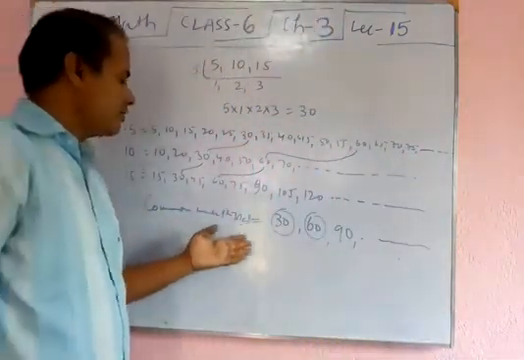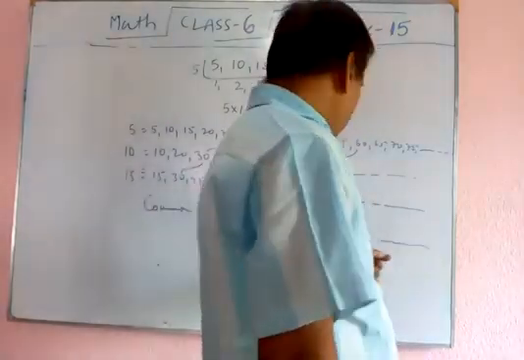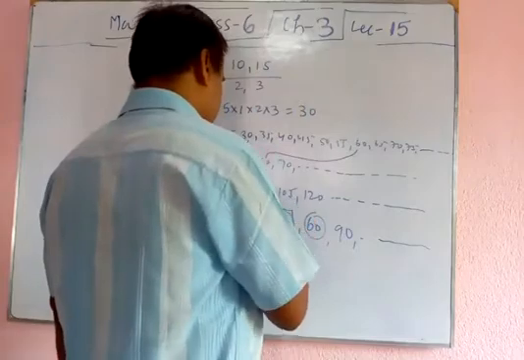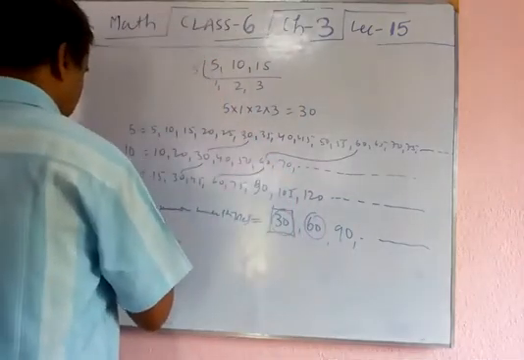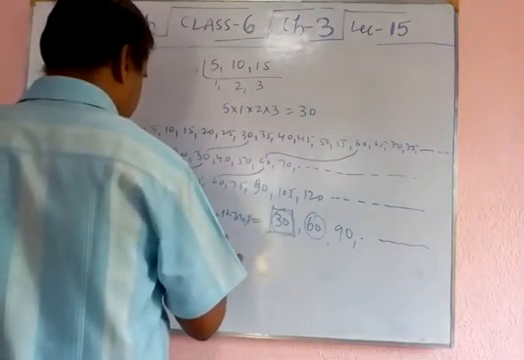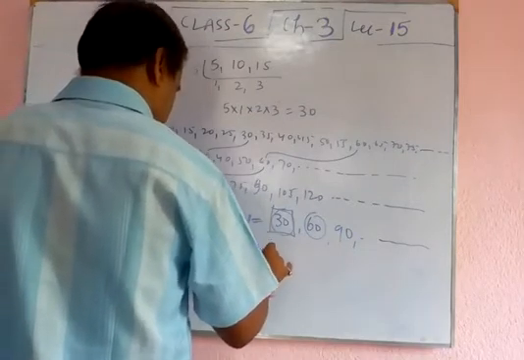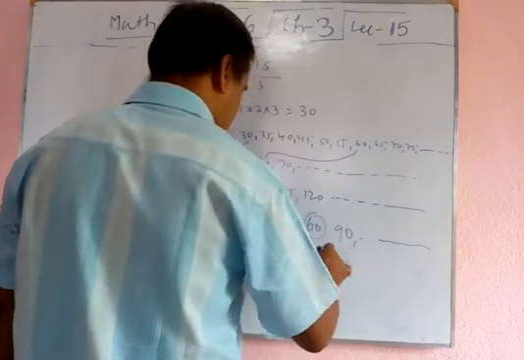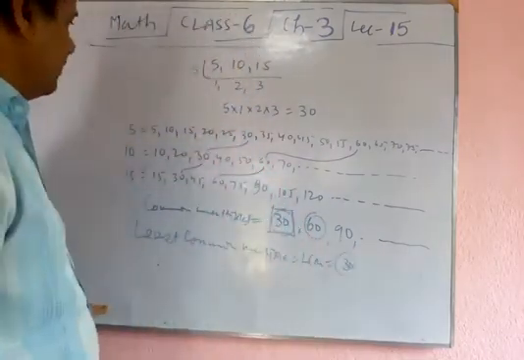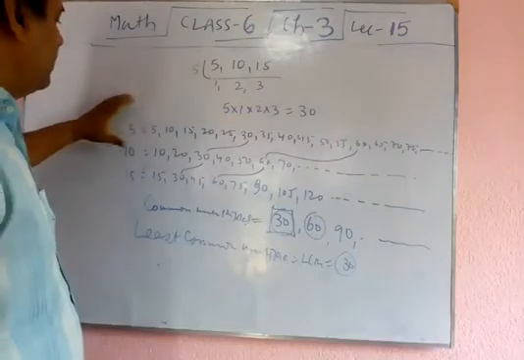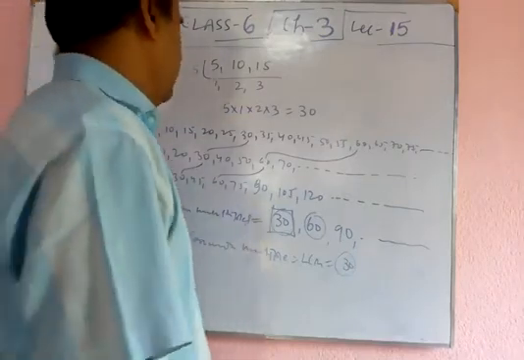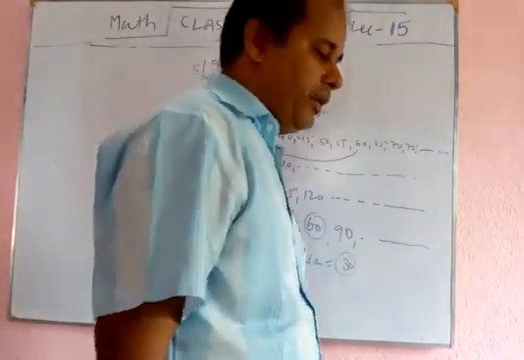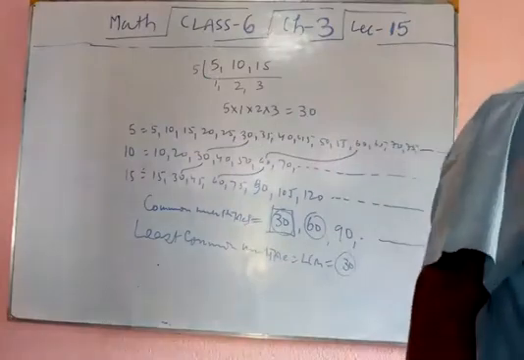Among all these common multiples, which one is the least? 30 is the least. So the least common multiple, that is LCM, is equal to 30. So this is the prime factorization method, and this is the other method. By both the methods, the LCM of 5, 10 and 15 is 30.